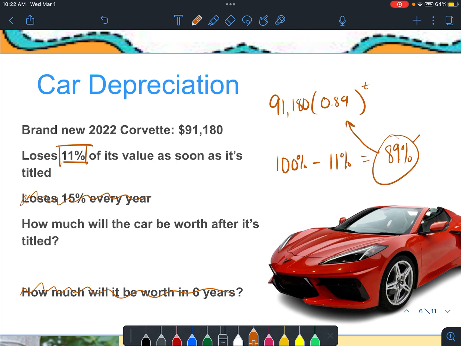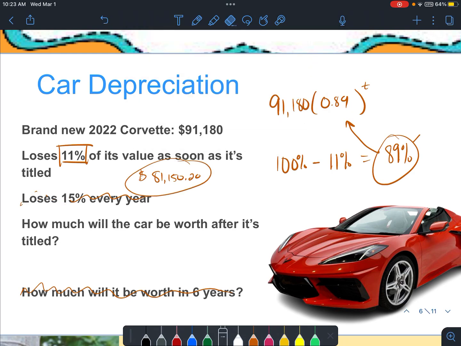So let me see if I can get a calculator. Sorry, I don't have this pulled up, so I got to go to Desmos quick and type this in. And we have 91,180, parentheses 0.89, typed in exactly how we see it. And we will have a value, once it gets titled, of $81,150.20.